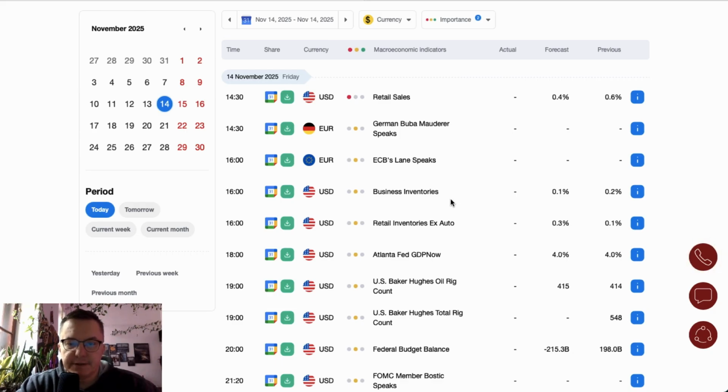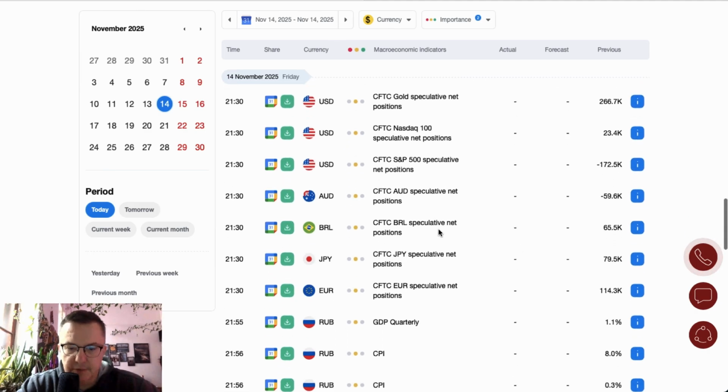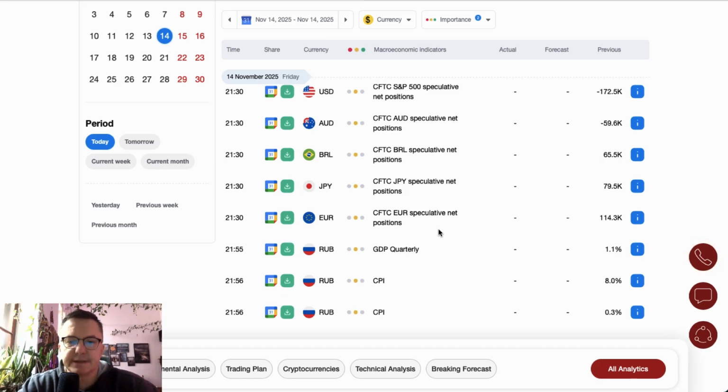Business inventories and retail inventories from the US are scheduled for release at 4 o'clock as well. Two hours later, we get Atlanta Fed GDPNow. Then we have the federal budget balance at 8 o'clock. Nothing more important is released here. At the end of the day, we get the quarterly GDP from the Russian Federation and the CPI in the Russian Federation.